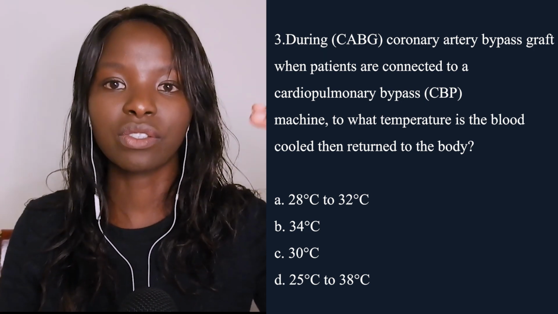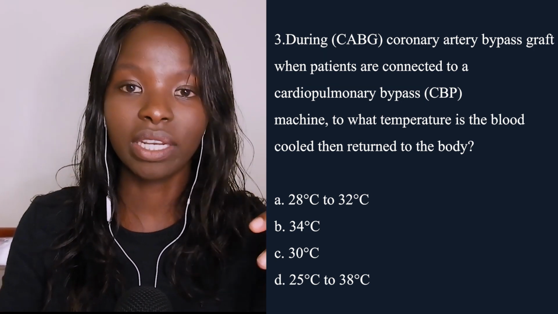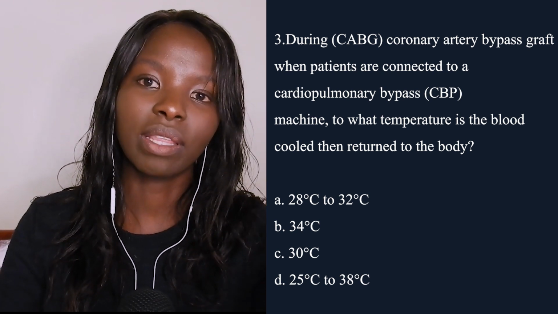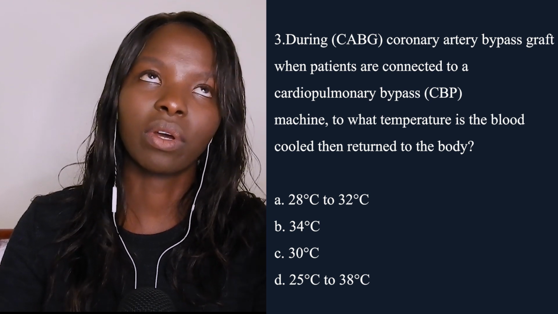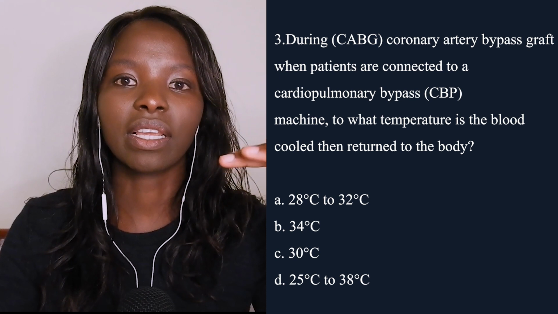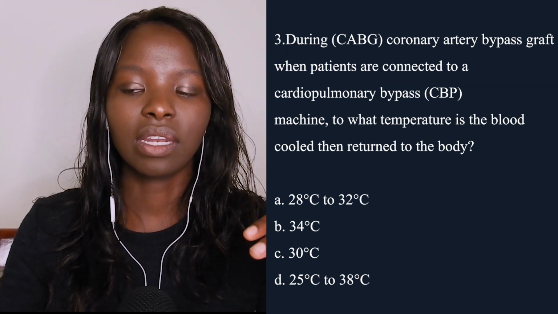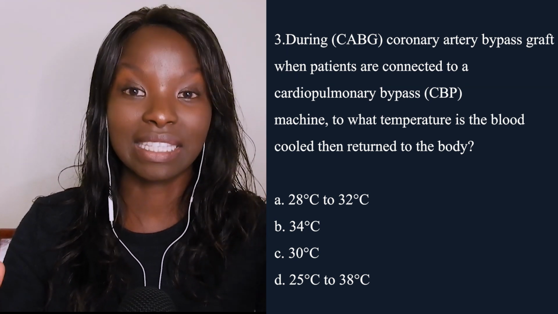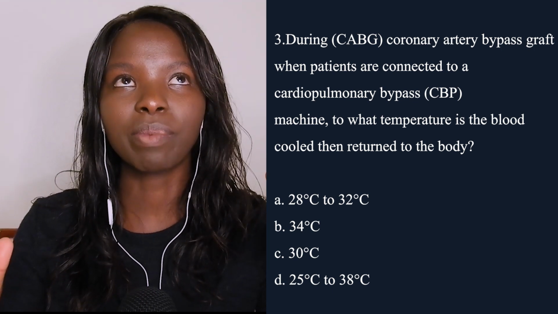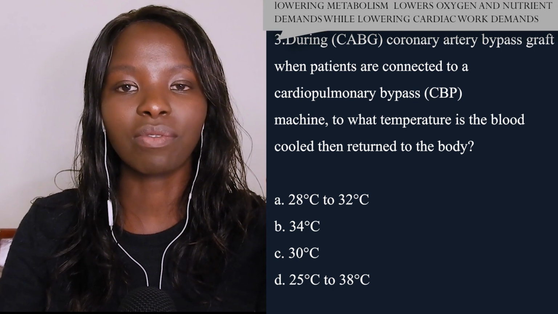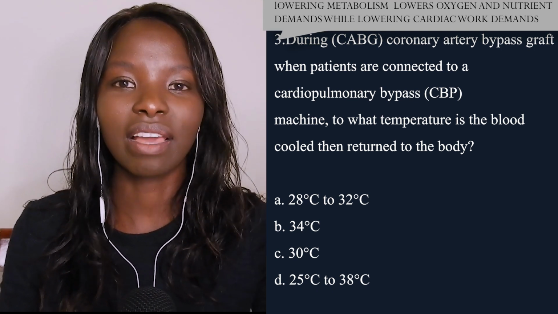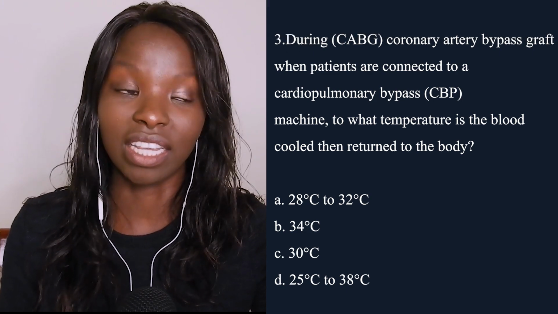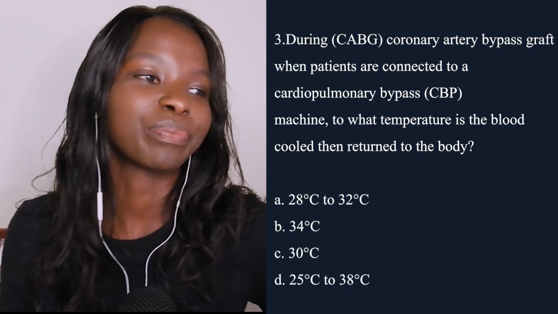So the blood needs to be cooled down. The reason for cooling down the blood is to lower the metabolism. And if you lower the body's metabolism, you basically lower the oxygen needs. Therefore, it lowers the demands for oxygen and nutrients in the body. Therefore, the surgery can be done efficiently, to put it simply.